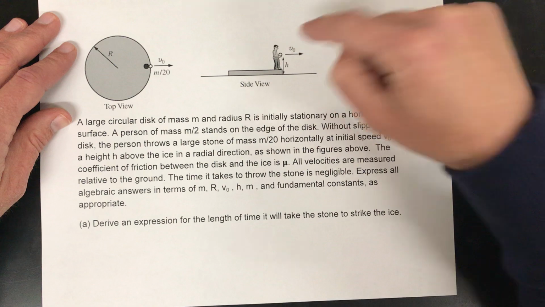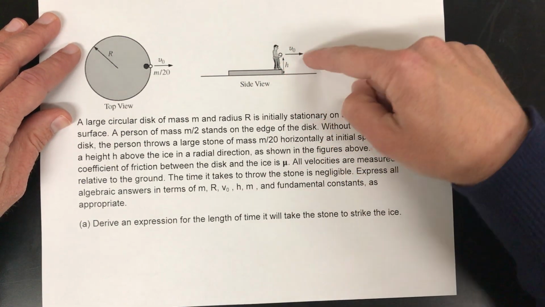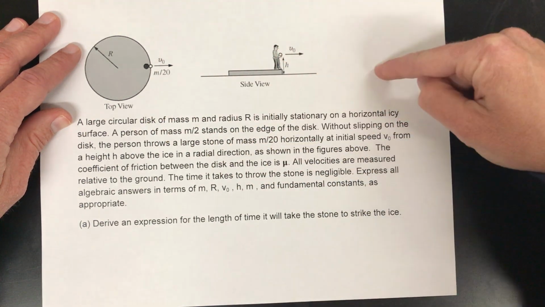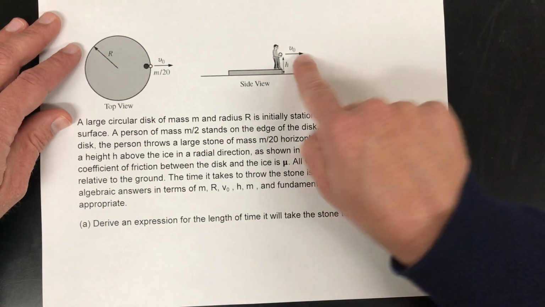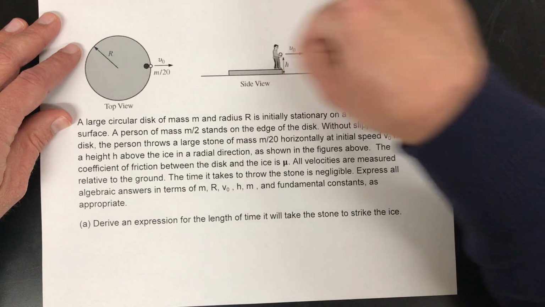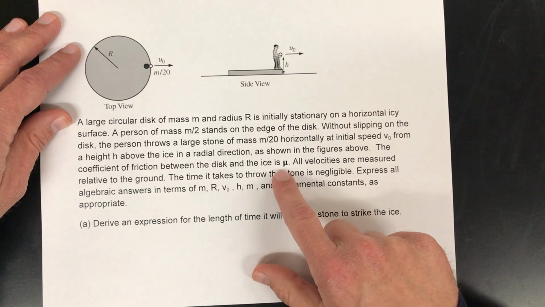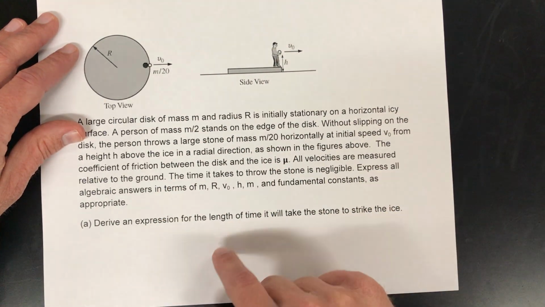A person of mass m over 2, so the person's got half the mass of the disk, stands on the edge of the disk. Without slipping on the disk, the person throws a large stone of mass m over 20 horizontally with speed v0 from a height of h above the ice in the radial direction, meaning just straight out from the center. Shown in the figure above. The coefficient of friction between the disk and the ice is mu. All velocities are measured relative to the ground.